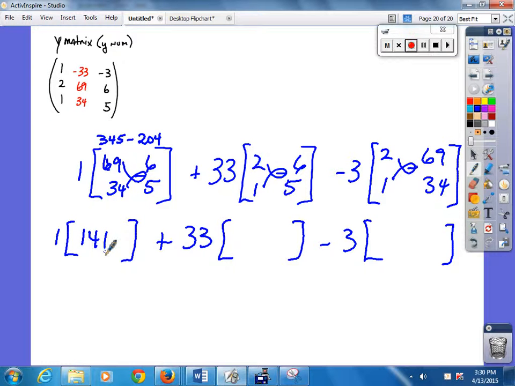Okay, this one you might need a calculator for. 2 times 5 is 10, minus 6 is 4. Did you do that on a calculator? I have to. Okay, I figured. 2 times 34 is 68. 68, okay, be careful here. 68 minus 69. Negative. You sure?